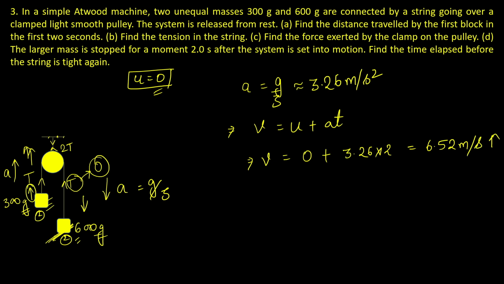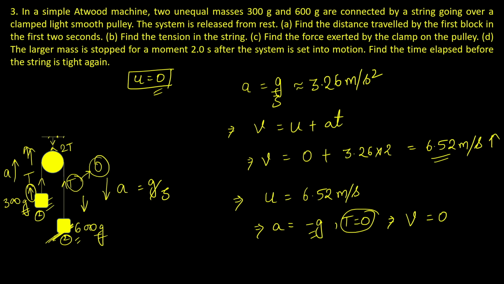This is for the first system, just before stopping the bigger mass of 600 gram. Now, when the first mass is moving with this much velocity, somebody just stopped the bigger mass. So now the initial velocity for the first mass will be this from this time onwards. And the acceleration will be minus g, because now only one force is acting on that mass. That will be only g, because tension is 0 now. And the third one is v will be equal to 0. Why? Because after somebody stopped the bigger mass, at that time the velocity of this smaller mass, system 1, is 6.52. From there onwards, this system 1 is going to move till its velocity becomes 0.